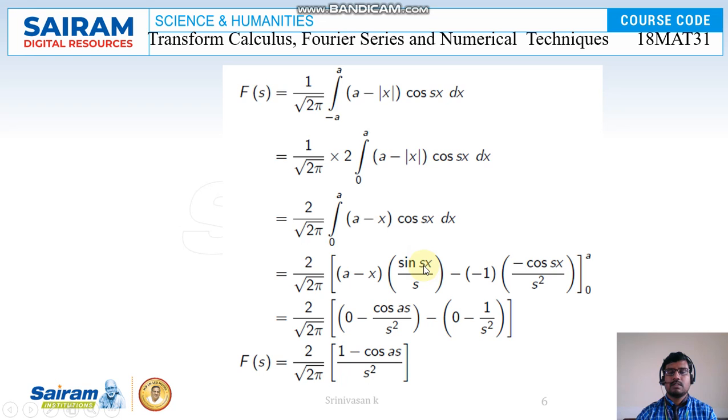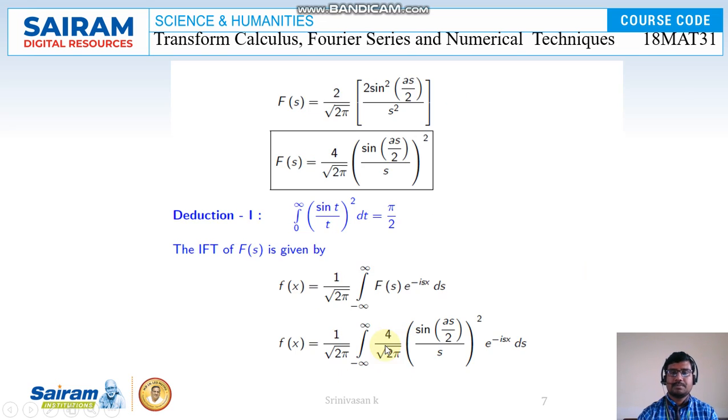If you replace x equal to 0 here, sin 0 is 0, 0 into this term is 0, and here replacing 0, cos 0 is 1, we get minus 1 by s square. Multiply the minus inside, we get 1 divided by s square minus cos as divided by s square. The denominator s square is the same, so adding the numerators we get 1 minus cos as. What is 1 minus cos theta? That is 2 sin square theta by 2. Here theta equal to as. So 2 sin square theta by 2, theta equal to as by 2, divided by s square.